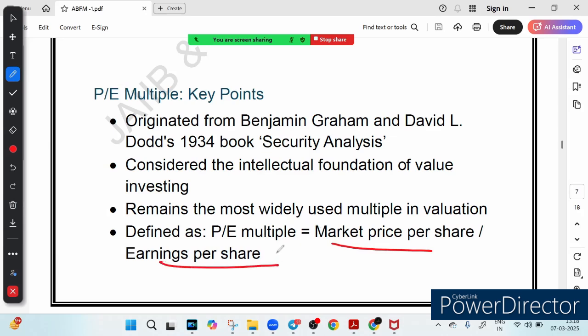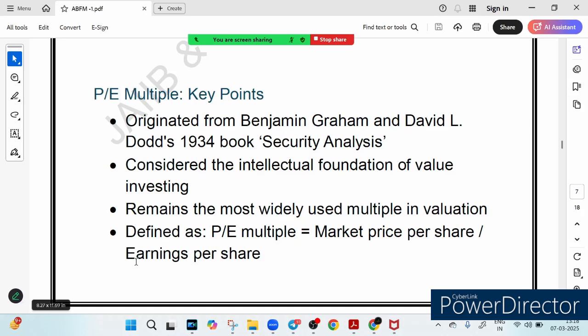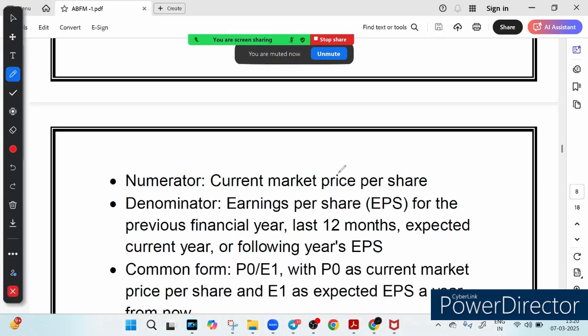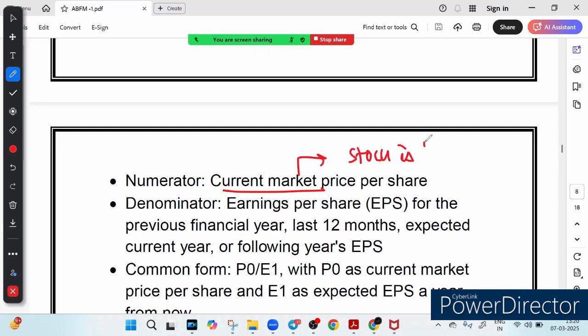In simple words, just like I have taken the laptop example, you see their performance and then you give the price. So if you look at the numerator of this PE, it is simply the price at which a stock is trading today, right? That is called current market price. And if you look at the denominator, the denominator is earning per share, right? This can be based on the last year's earning.